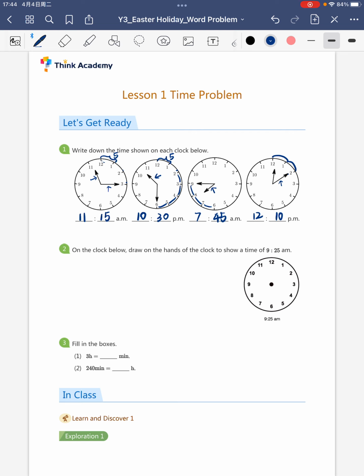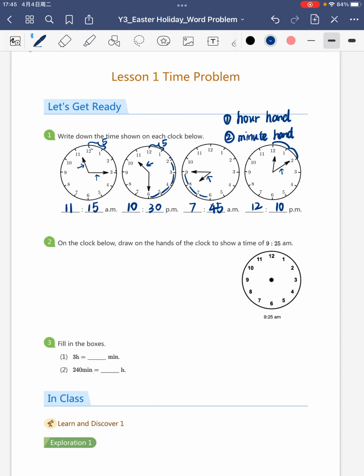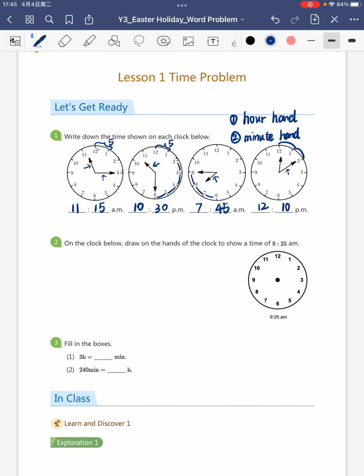So if we want to read the clock, please read the hour hand, the shorter one, at first, and then move to the minute hand, the longer one. And if the hour hand is pointing between 1 and 2, then we will choose the smaller number, the 1, as the hour. Okay, then for the second question, on the clock below, draw on the hands of the clock to show a time of 9:25 a.m.